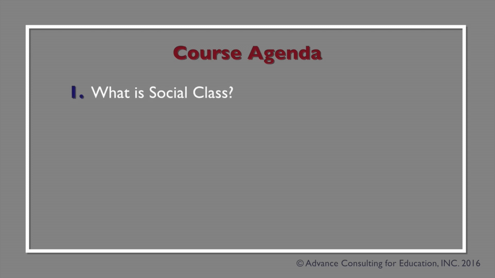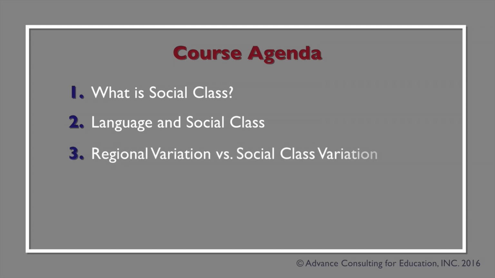In order to look at language and social class, we first have to understand what a social class is. So we're going to define the term social class. Then we'll take a look at what happens when language and social class interact. So how do these two concepts or ideas mutually influence each other? We'll compare and contrast regional variation with social class variation when it comes to language use. So how are these the same?